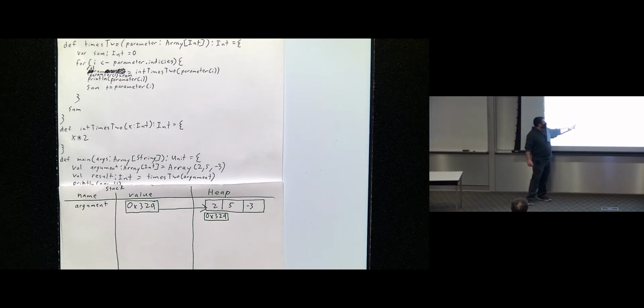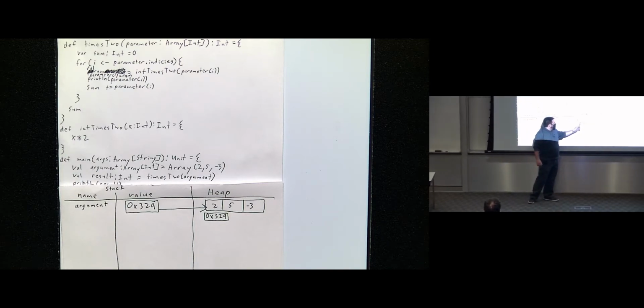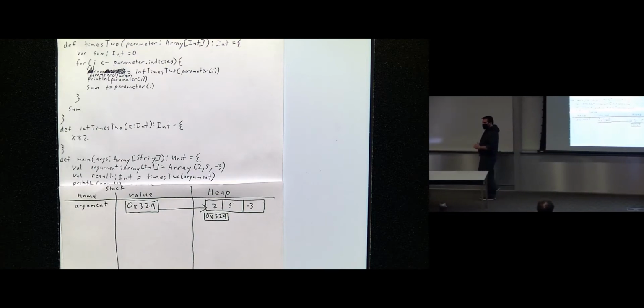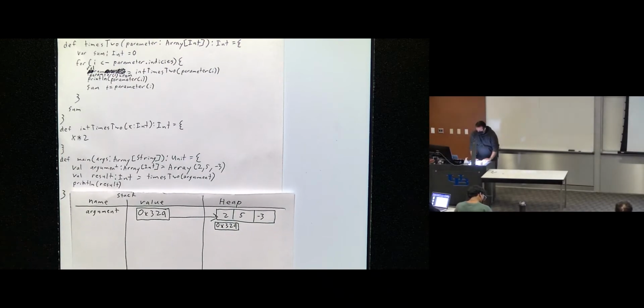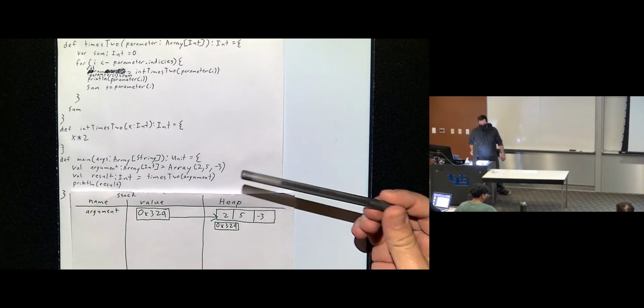It's at memory address 329. Go over to memory address 329. You'll find that array with its values. A lot to explain. We only got one line in. But that's a lot of what we want to talk about today.